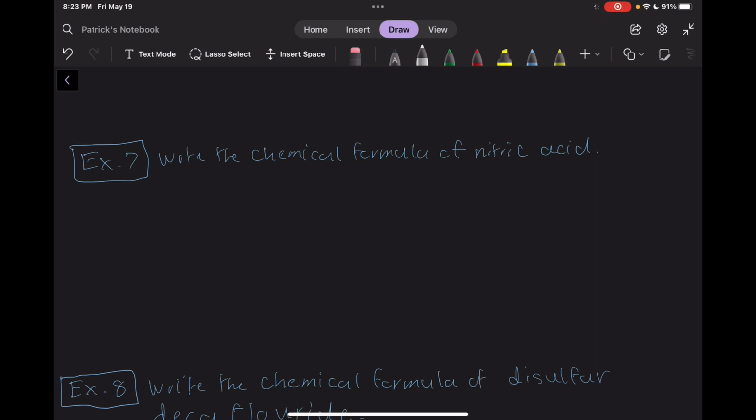The nitrate polyatomic ion has a chemical formula of NO3 and a charge of -1. Hydrogen likes to lose 1 electron, so it has a charge of +1. The formula of nitric acid, then, is HNO3.